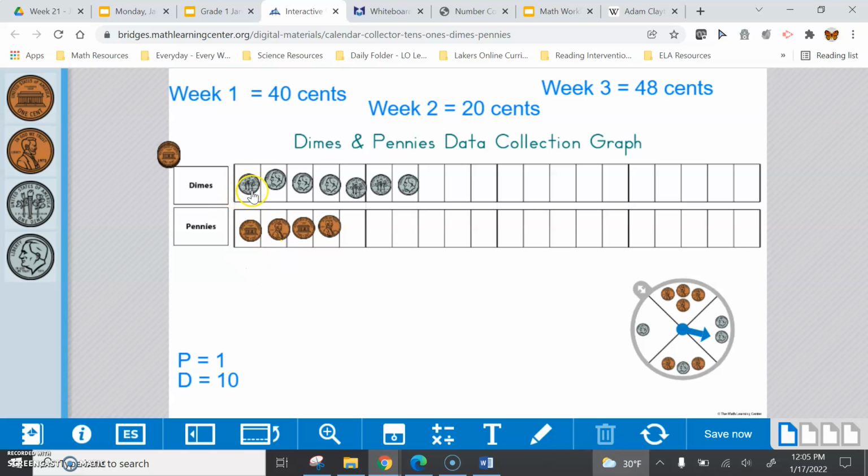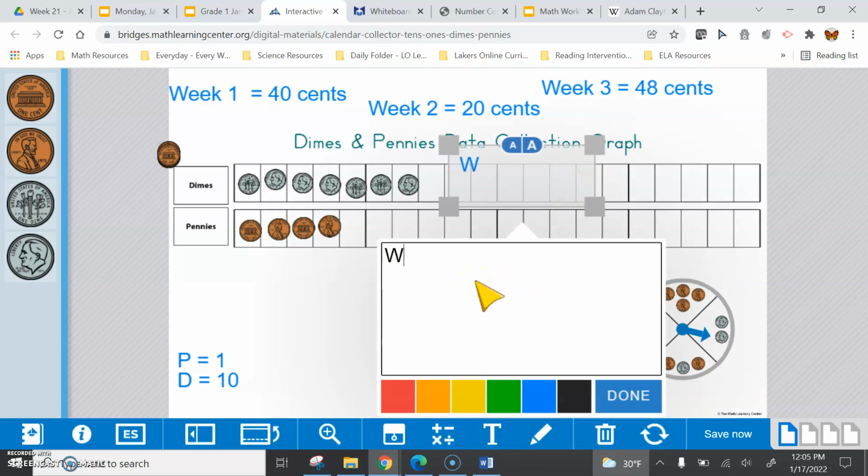We have all of our dimes. So we have 1, 2, 3, 4, 5, 6, 7 dimes. So we'll count by tens to figure out how much we have in dimes. 10, 20, 30, 40, 50, 60, 70. And then pennies are worth 1 cent. 71, 72, 73, 74 cents we've collected this week. That is amazing. So we're going to put week 4. We've collected 74 cents.